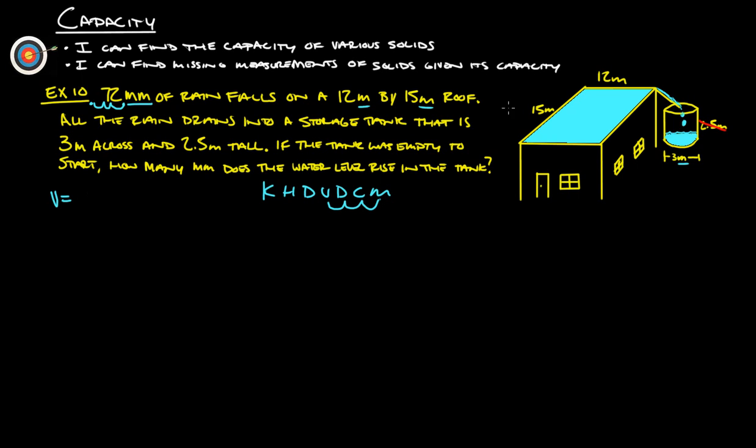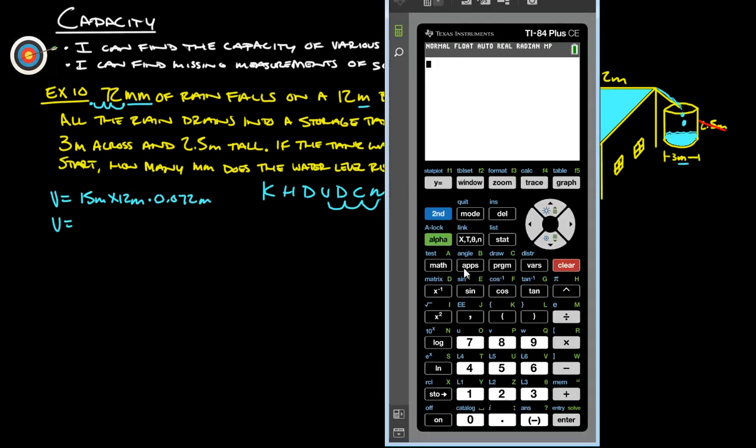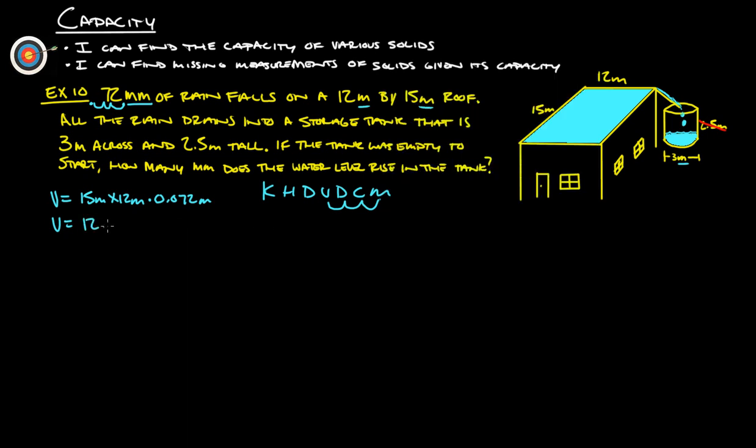So that means the volume of this thing is going to be 15 meters by 12 meters. That could be our base. And then our height here is going to be 0.072 meters. And that will give us the volume of this whole thing in meters. Okay. So let's calculate that out here. We've got 15 times 12 times 0.072. Okay, so that gives us that we have a volume of 12.96 meters of water that fell on that roof. And that is meters cubed, sorry.